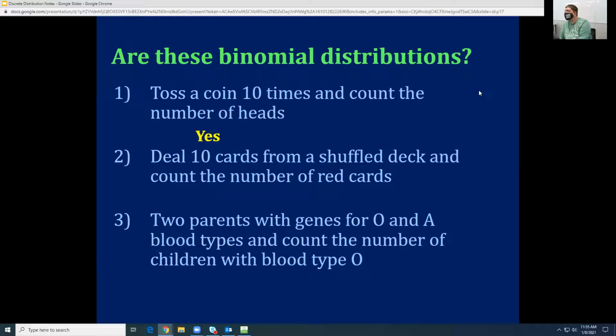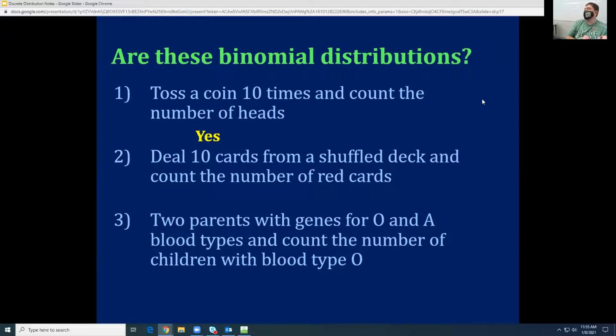We're good here. Again, you don't have to do this every time you do the problems. I'm not trying to make it look like you've got to write a paper and then you can do the problem. You're going to know all of these are true because we're just going to be working on these types of things. But in the back of your mind, know that these conditions have been met. Number 2, I'm dealing 10 cards from a shuffled deck and I count the number of red cards. Are there only one of 2 mutually exclusive outcomes on this one?